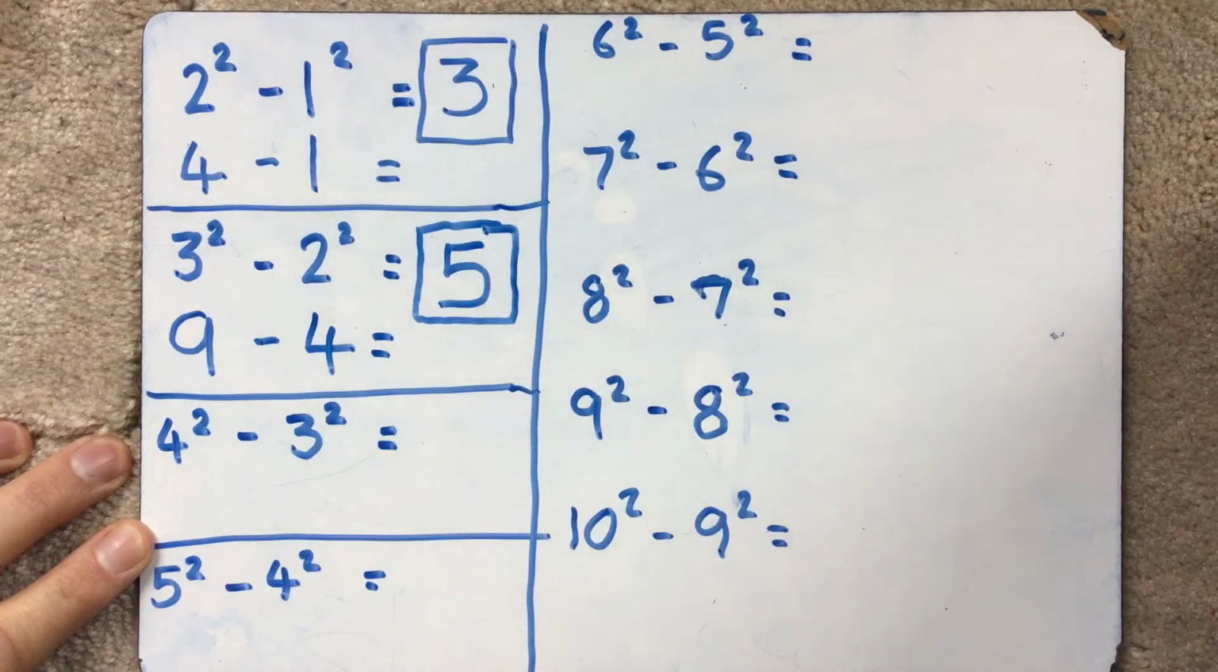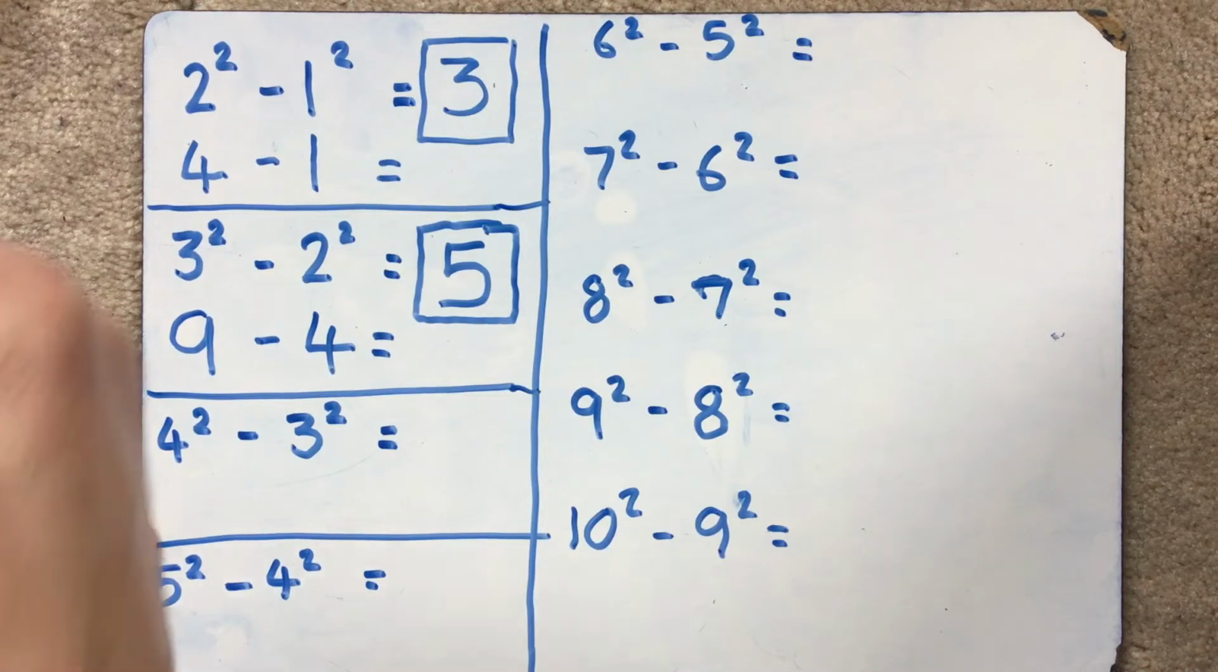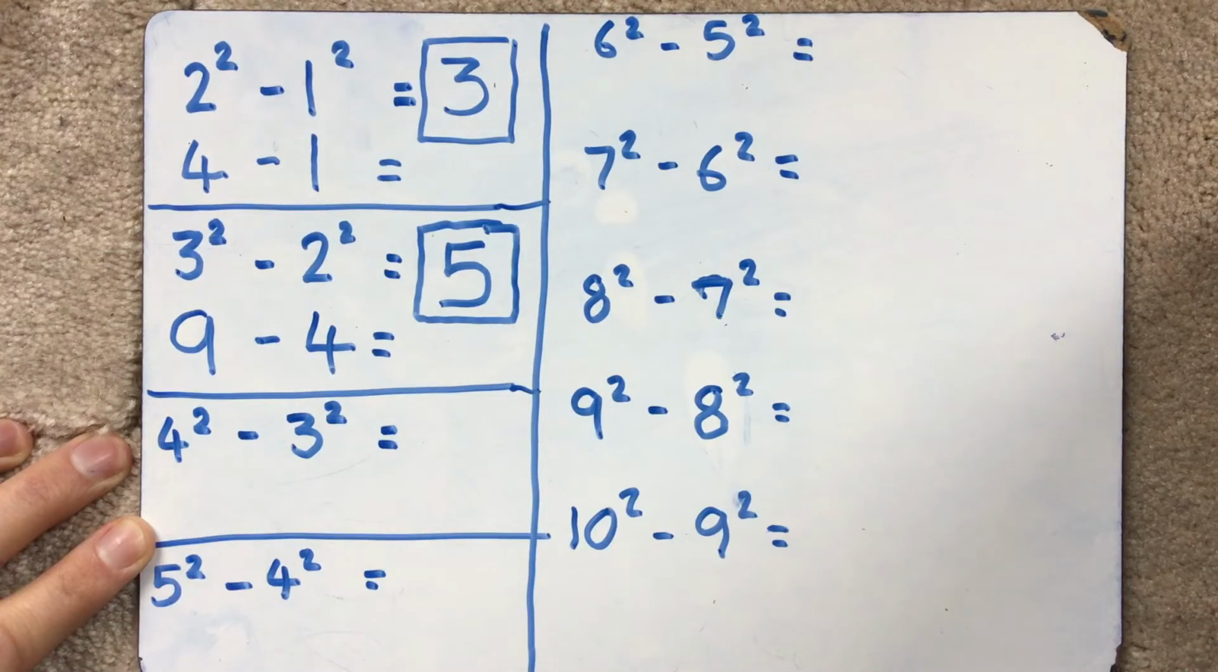Okay, now I'm not going to do all of them for you in this video because I want you to solve them. And I want you to go up to at least 10 squared minus 9 squared, at least. If you can go further using your head, I'd like you to go a little bit further. And if you're struggling a little bit, I'm going to put a multiplication square in the folder for you so you can use that to help you.